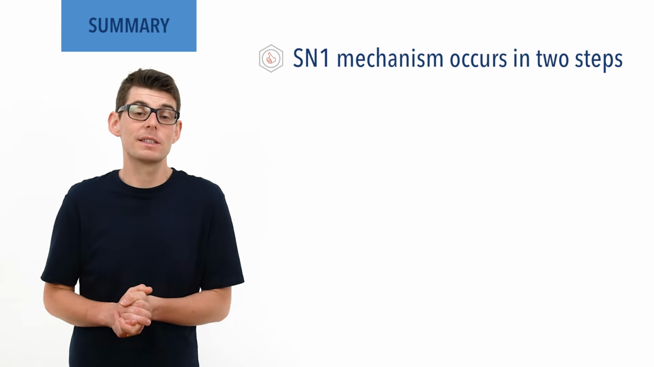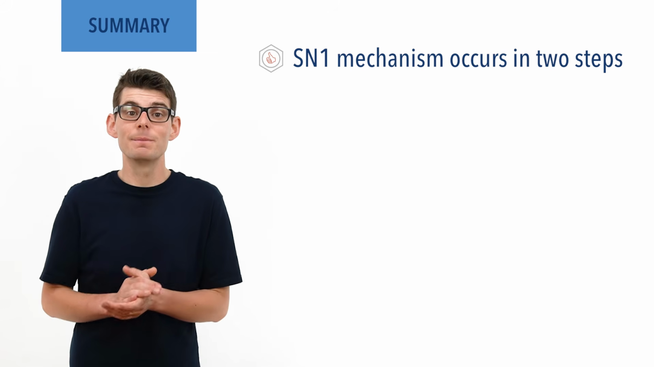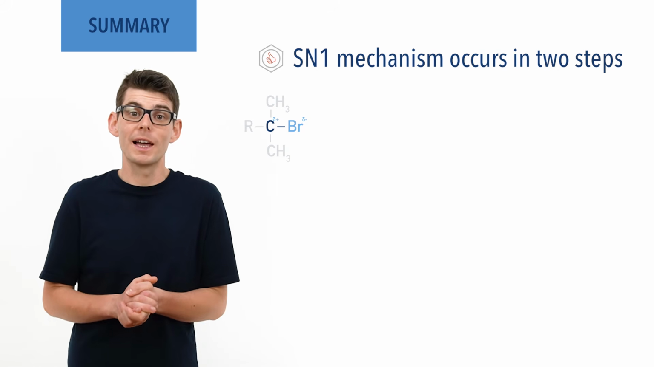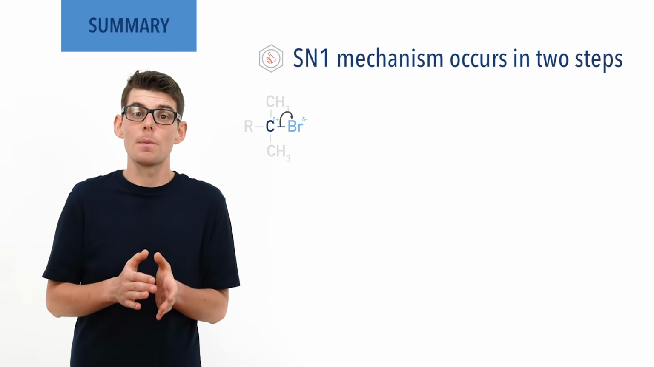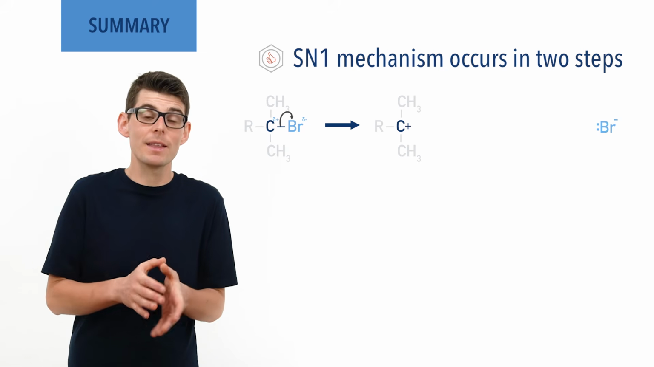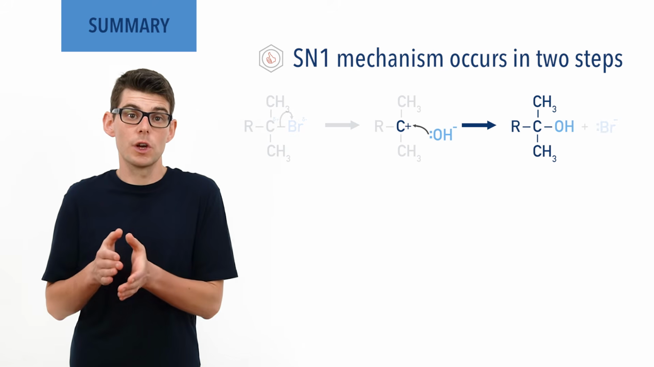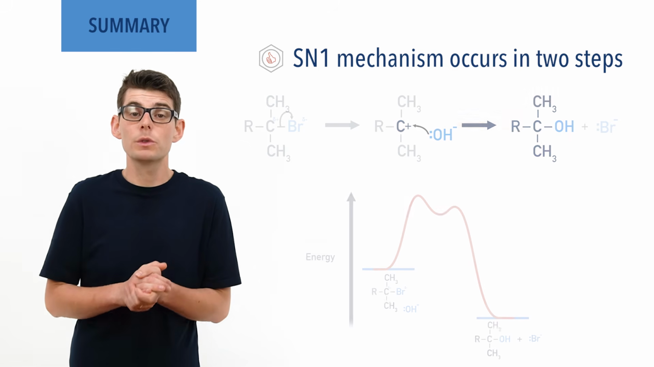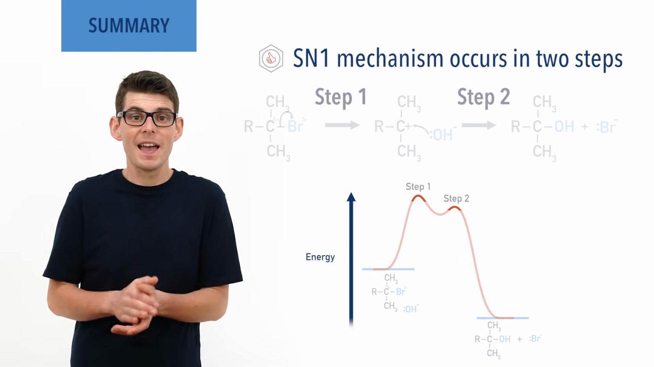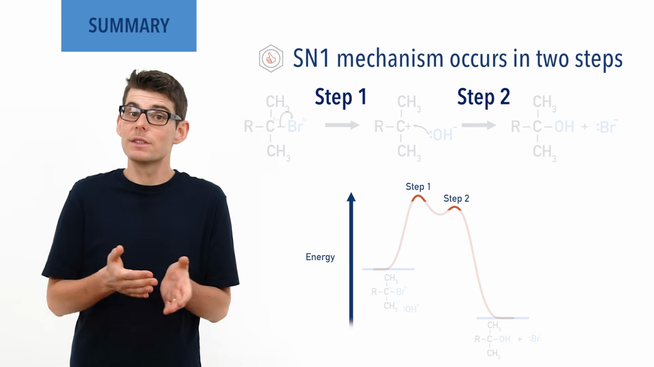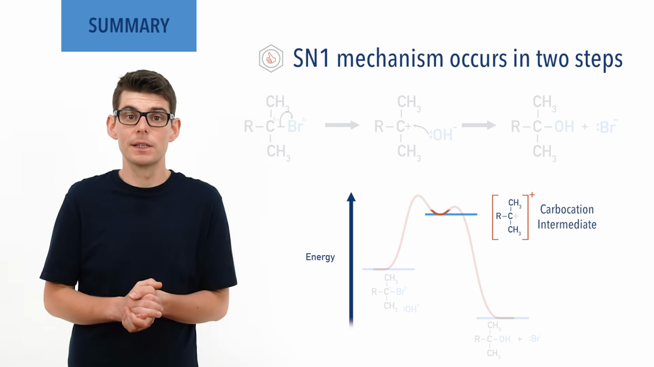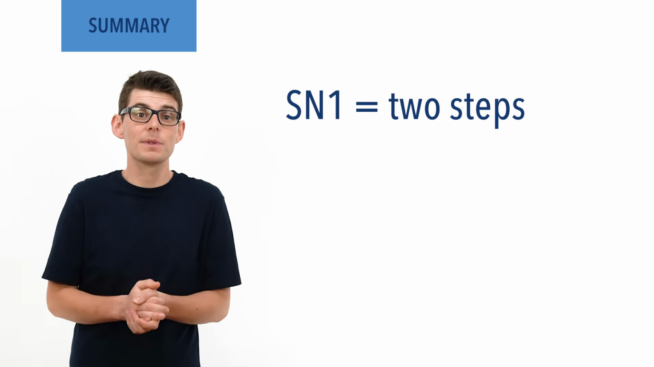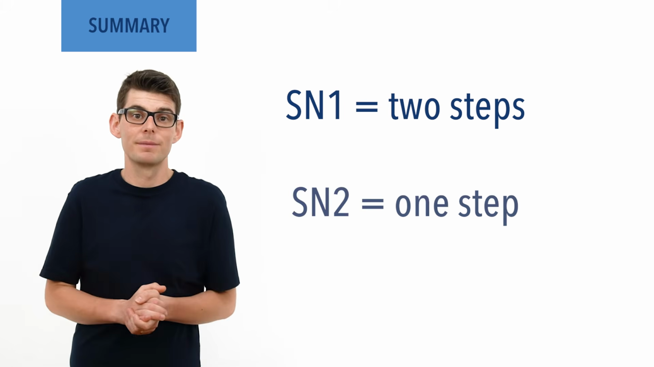An SN1 mechanism occurs in two steps, and an intermediate gets formed in the middle of the reaction. The carbon-halogen bond in the halogenoalkane breaks, forming a carbocation intermediate, and then the nucleophile bonds to the positively charged carbon in this intermediate. The energy profile diagram shows two peaks, one for each step, and a slight dip in the middle. This dip is a carbocation intermediate. To help remember at this level, think SN1 equals 2 steps, SN2 equals 1 step.